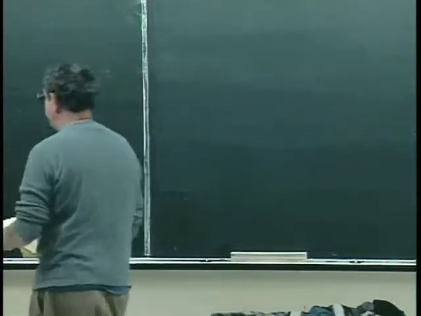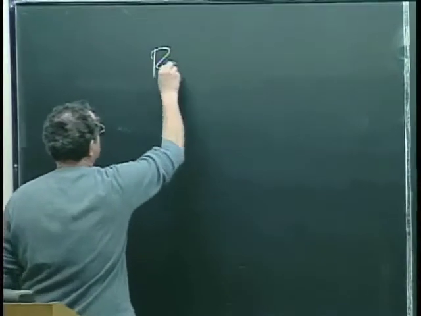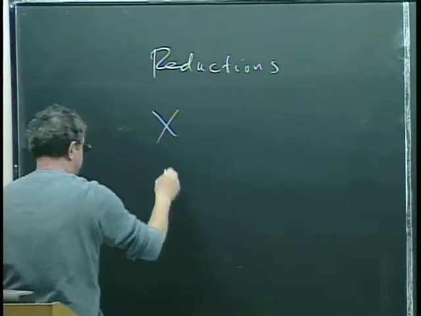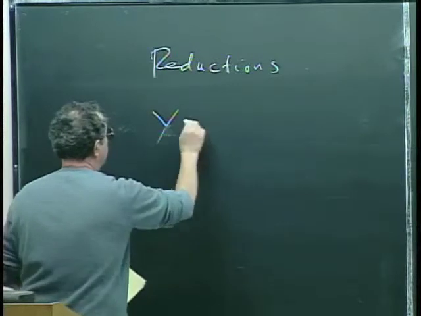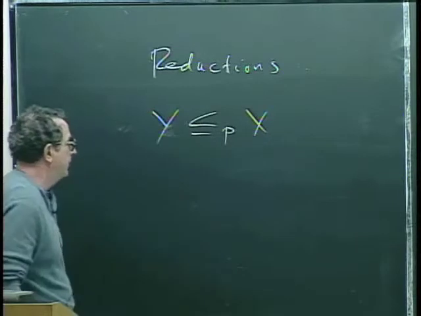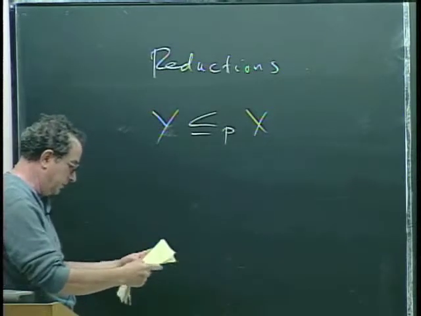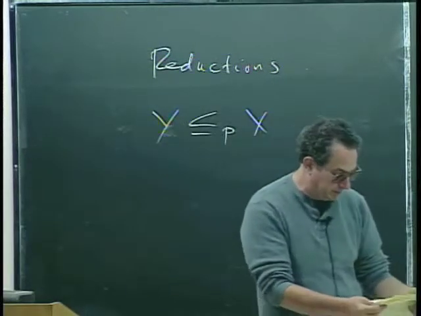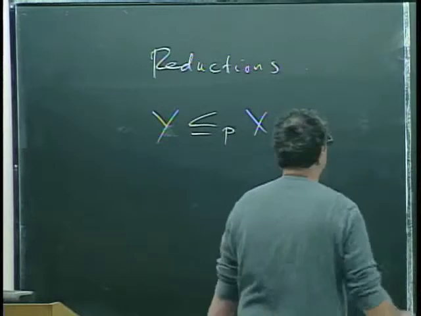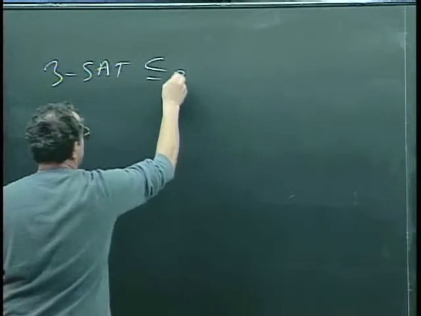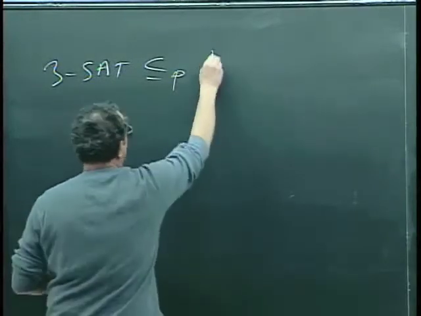So last time we were doing reductions and explained what it meant for a problem y to reduce in polynomial time to a problem x. I'm not going to review the definition, but where I ended last time was with another example. I was going to show that the problem 3-SAT reduces in polynomial time to independent set.